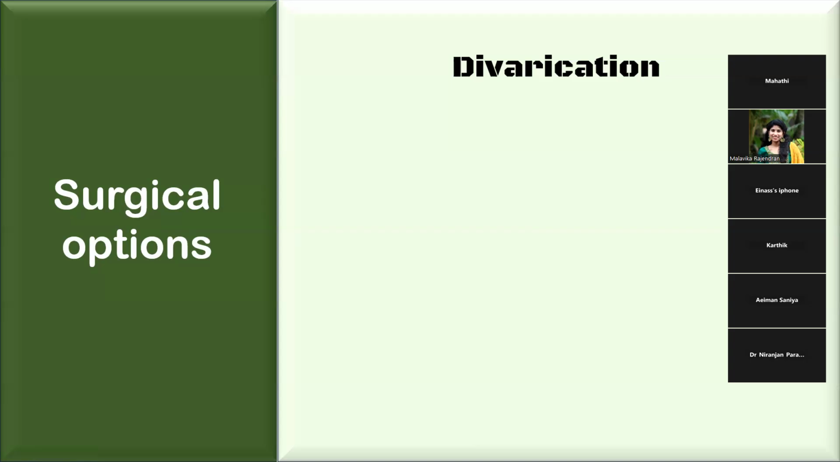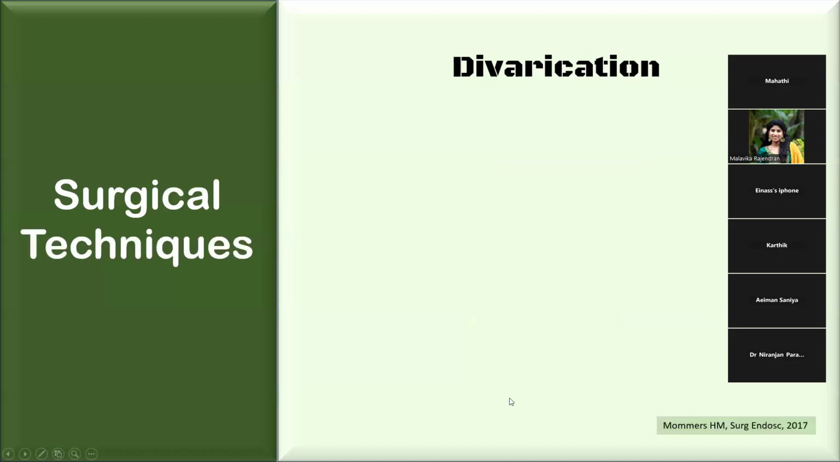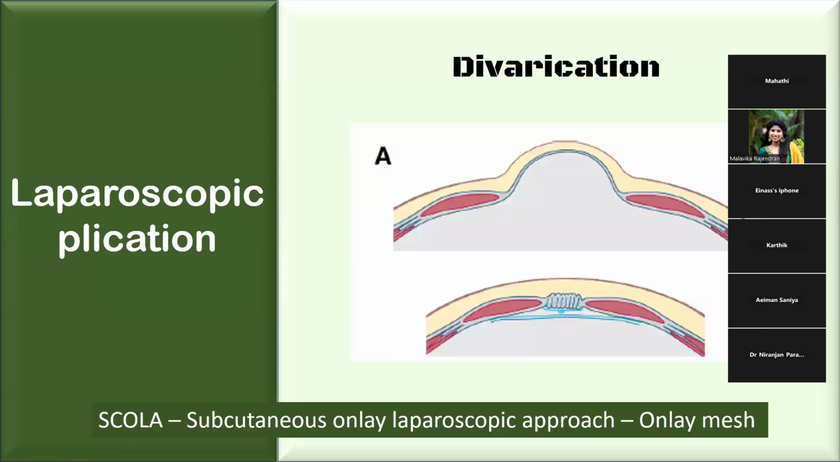First is plication, and plication with mesh. Correct. Mesh repair. Correct. And abdominoplasty surgeries. For all divarication, you would do that? No, sir. Depends on the patient. Okay. So basically, you're looking at plication with or without a mesh and a repair of a concomitant hernia, if you find it there.